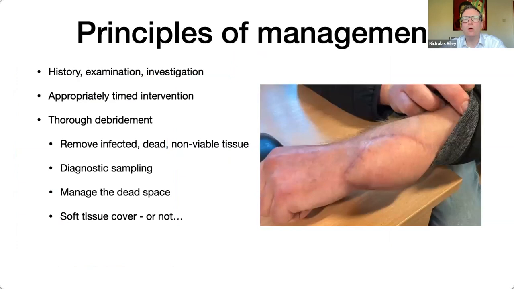And we then need to think about how we're going to cover the soft tissues. Should we be covering all of them in an acute infection? Maybe not, but we need to plan and think about what soft tissue cover we're likely to need.